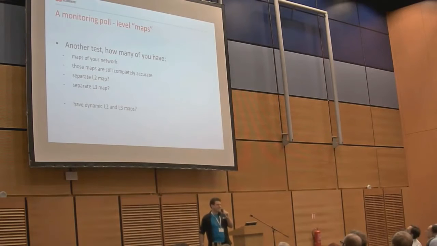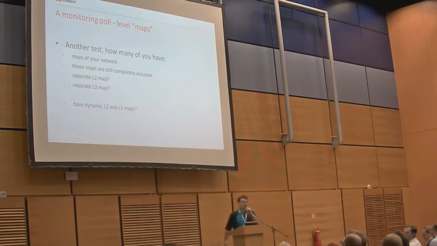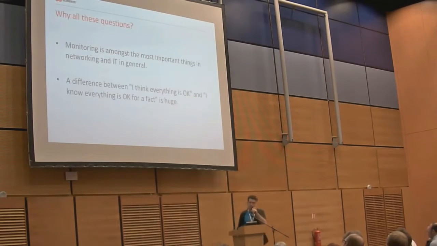Okay, less hands. Do you have separate layer 2 and separate layer 3 maps? Because those are 2 completely different and separate things. Okay, very good. We have a couple of people in the back. All right. And do you have dynamic layer 2 and layer 3 maps that actually adapt to your environment? And if you change something, they actually adapt dynamically. Anybody? 1 person, 2 people. Good. All right, so the rest of you, you have at least something to learn from this presentation, I hope.